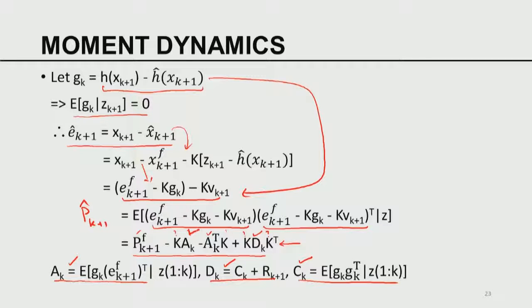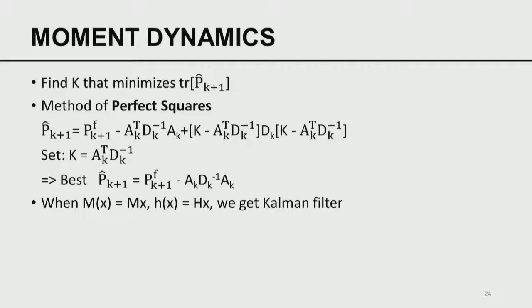How do I make the trace of PK plus 1 minimum with appropriate choice of K? That is the minimization problem that we have already involved in. This expression is a quadratic in K. So this gives rise to a quadratic minimization problem. Given this, I need to find K such that it minimizes the trace of P hat K plus 1, which was given in the previous page.